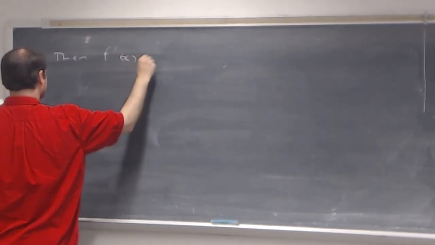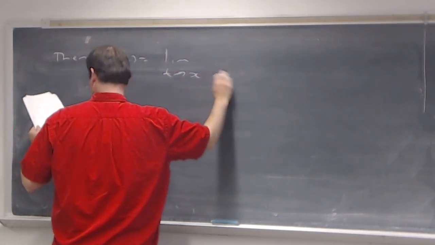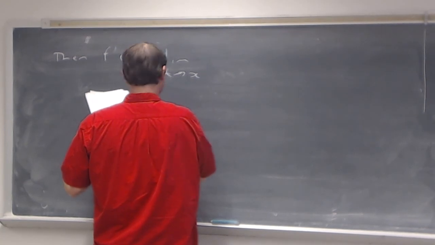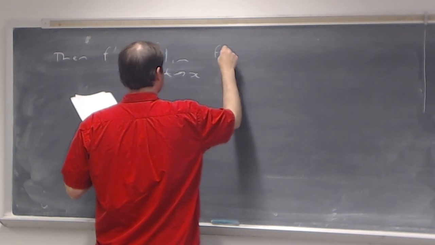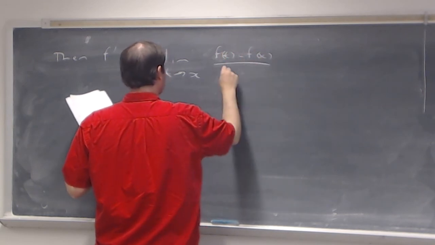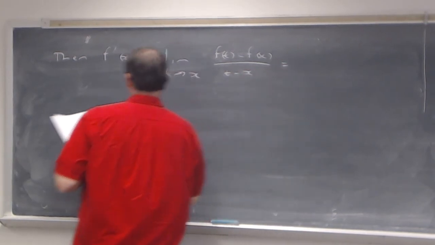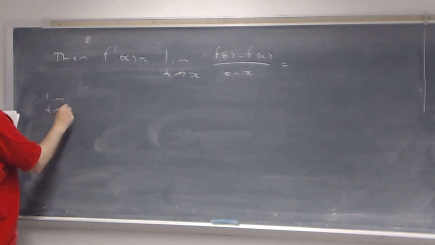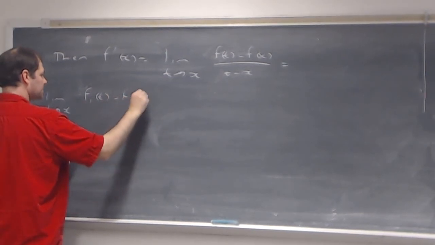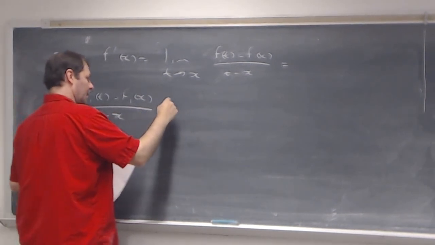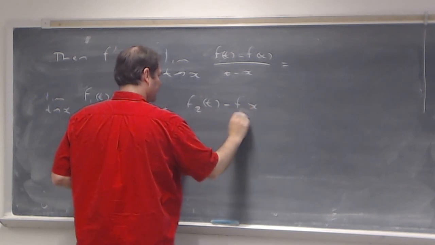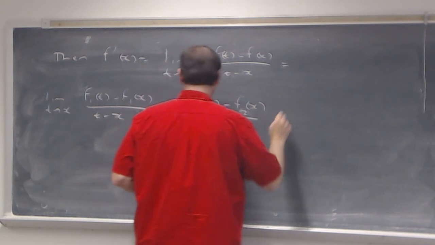then f prime of x is equal to the limit as t goes to x of f of t minus f of x over t minus x, which equals the limit as t goes to x of f sub 1 of t minus f sub 1 of x all over t minus x plus f sub 2 of t minus f sub 2 of x all over t minus x times I.